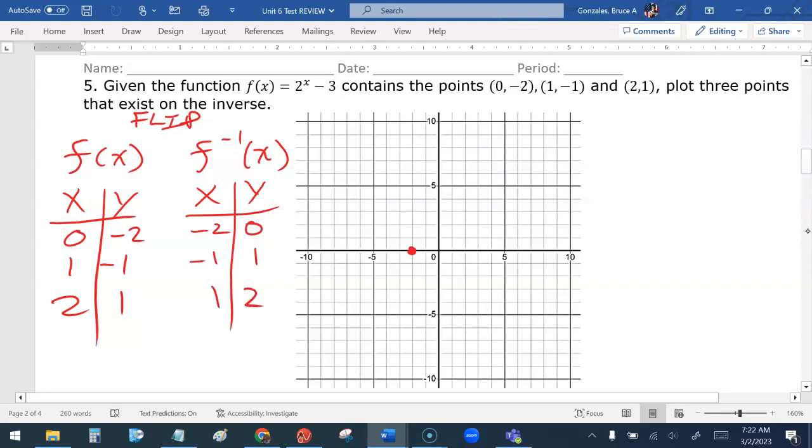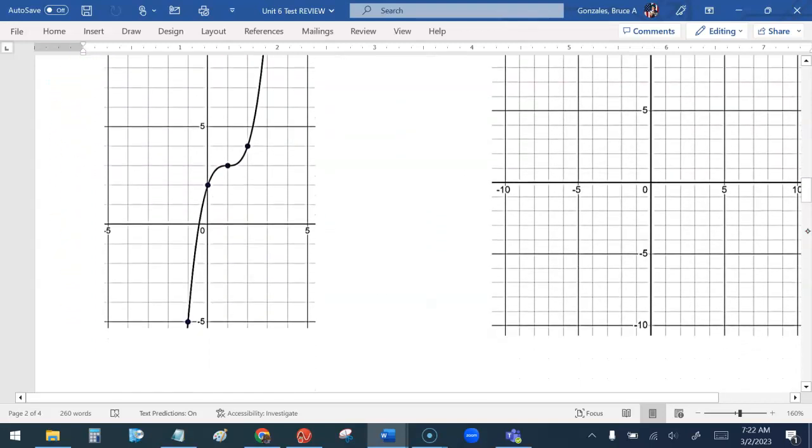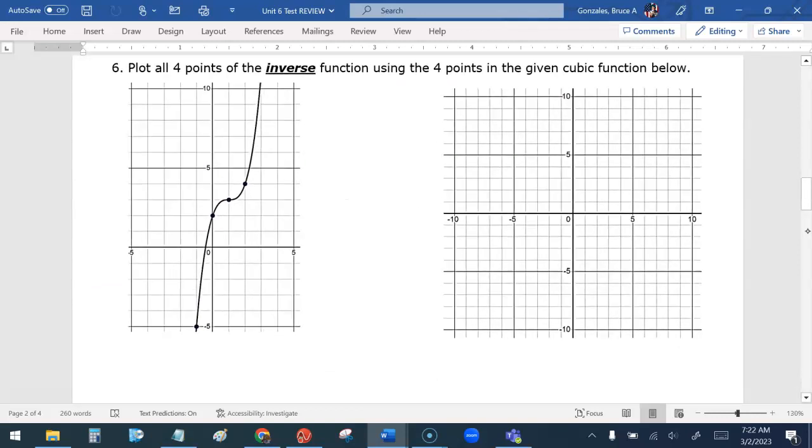So 0, -2 becomes -2, 0, 1, -1 becomes -1, 1, 2, 1 becomes 1, 2. So -2, 0 is here, -1, 1 is here, 1, 2 is here. One, 2 is actually here, my bad. Okay. And there you go. All right. Plot all 4 points of the inverse function.